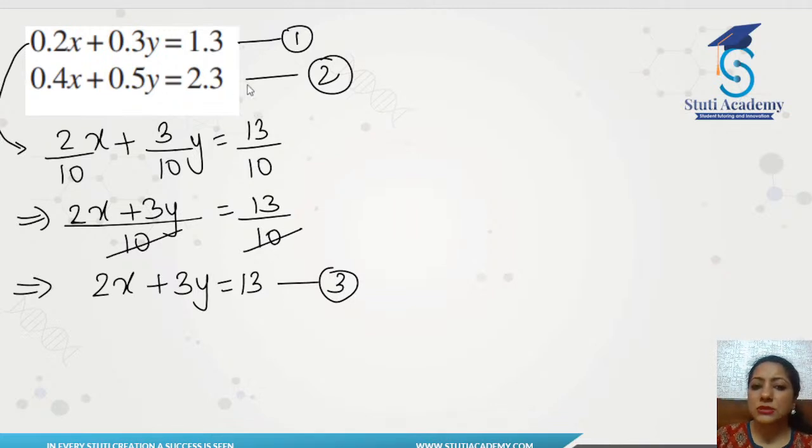We'll be doing the same with the second equation. So I'll simplify this second equation also. 0.4 we can write as 4 upon 10. 0.5 can be written as 5 upon 10.